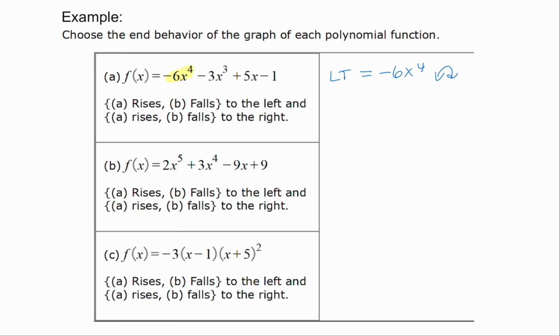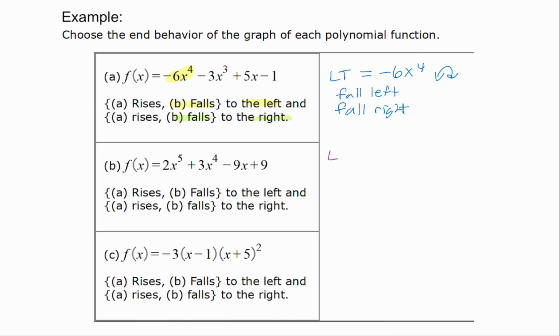So it is going to fall to the left, and it's going to fall to the right. So it is going to fall to the left and fall to the right. And it's all based upon that highest power.